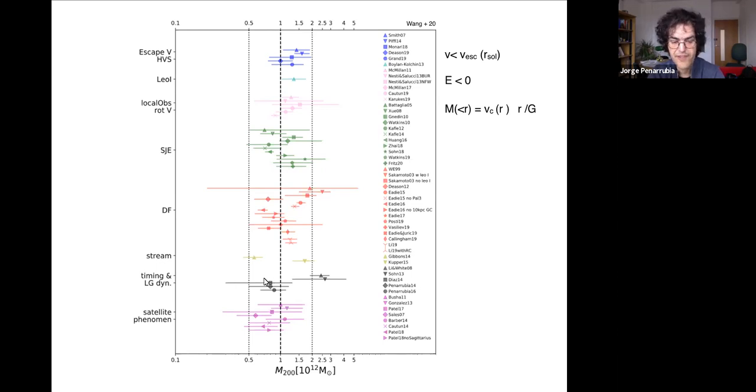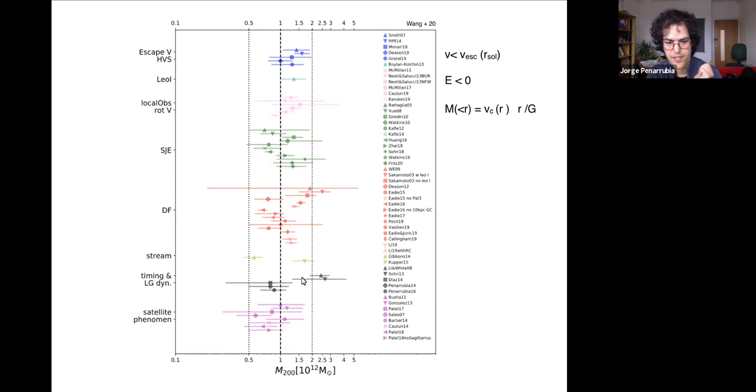And now you have here the timing argument. This is what I'm going to talk about today. And you can see again that there is a very strong discrepancy between the values I'm going to show you today, which are roughly here, and the values that Li and White got in 2008, and then later Sohn et al.